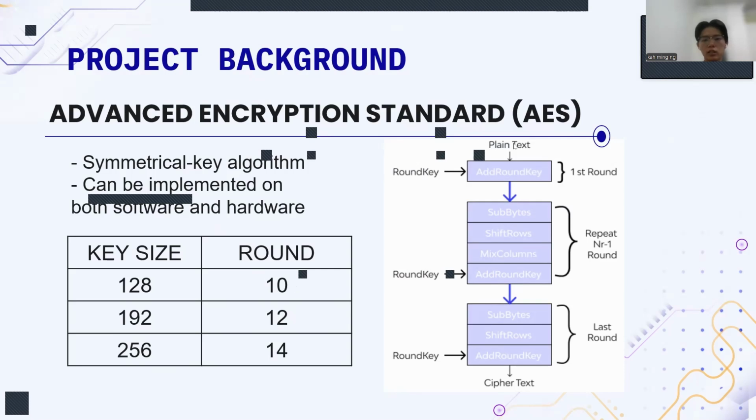As you can see here, the plain text will first go to the initial round of transformation, which is add round key with the round key here. Then it will go to the repeated rounds, which have four transformation operations: sub-bytes, shift rows, mix columns, and add round key. The last round is slightly different. There is no mix columns as in the repeated rounds, and after the last round of transformation, the system will generate the output, which is called ciphertext.